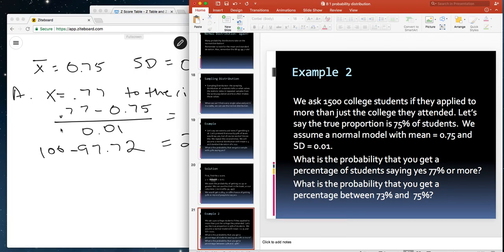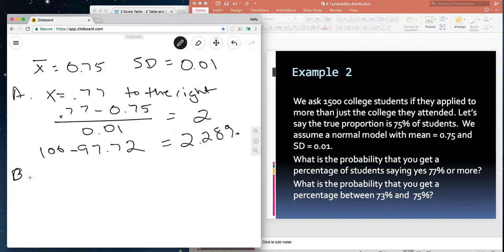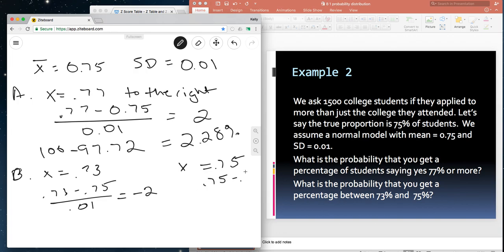B, what is the probability that your percentage is between 73 and 75? Alright, so we have to do our z-score twice. So 0.73 minus 0.75 over 0.01. It's going to be negative 2. And then this one, 0.75 minus 0.75 over 0.01. Hopefully you don't have to calculate this. That's going to be 0, and anything divided by 0 is 0.